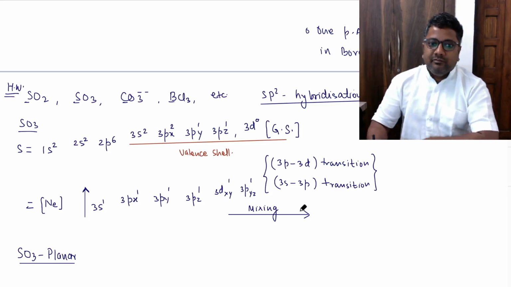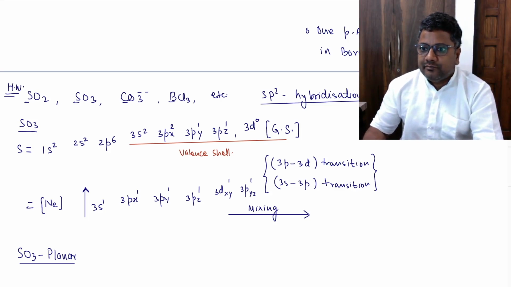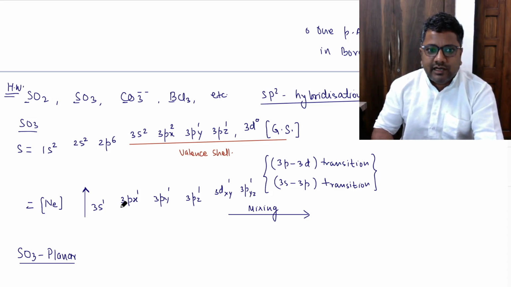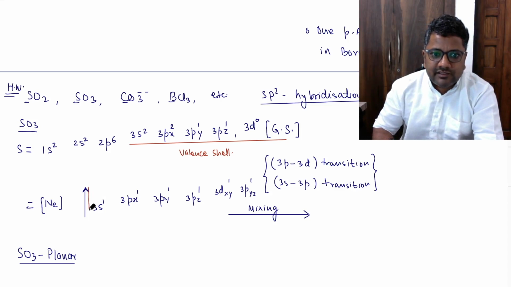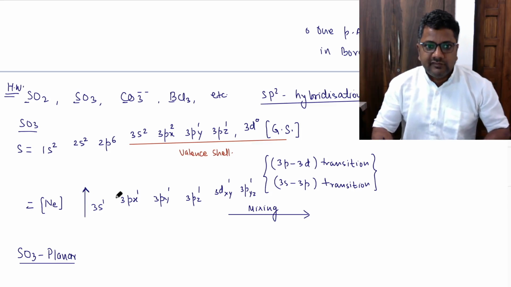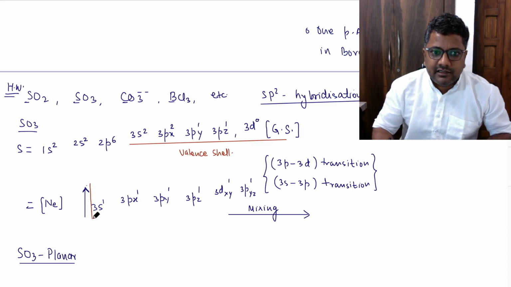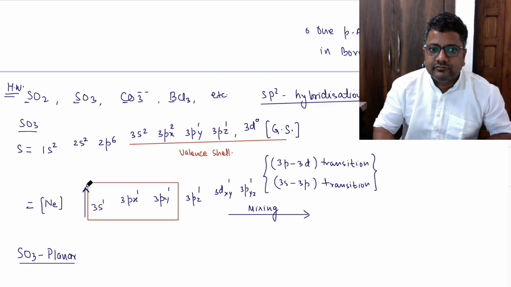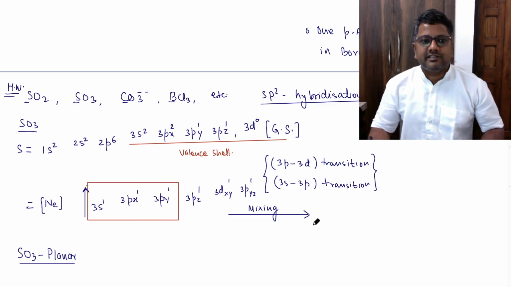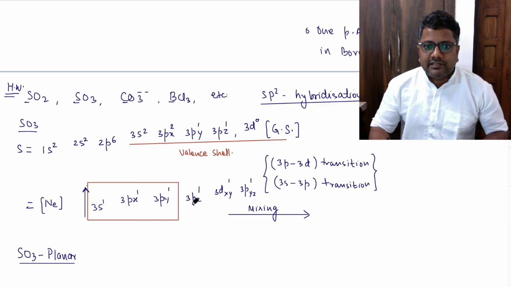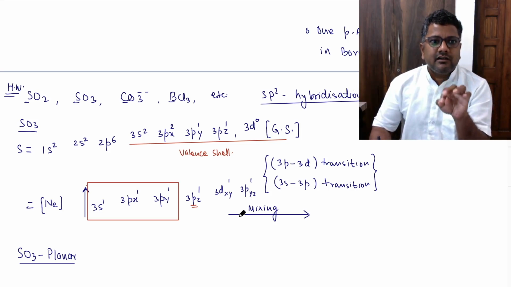So the mixing of... this is planar, so I am considering only sp2 hybridization, meaning the 3s and 3p orbitals are mixed. Only this mixing will take place here. And the 3pz, 3dxy and 3dyz are left unhybridized.